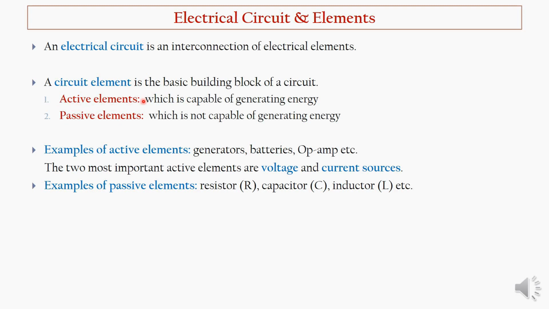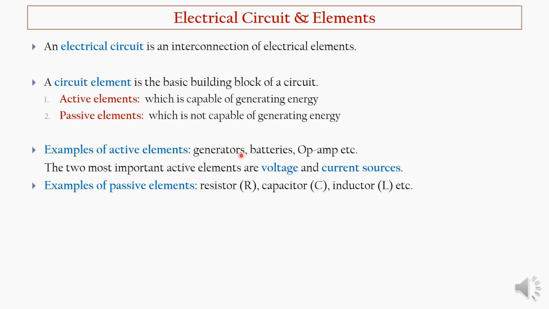Active elements are the elements which deliver the power to the other elements present in the circuit and which are capable of generating energy. Passive elements absorb the power from the active source. That is, you can say it is unable to generate energy. Let's see some of the examples for active elements. Active elements are generators, batteries or operational amplifiers, etc.